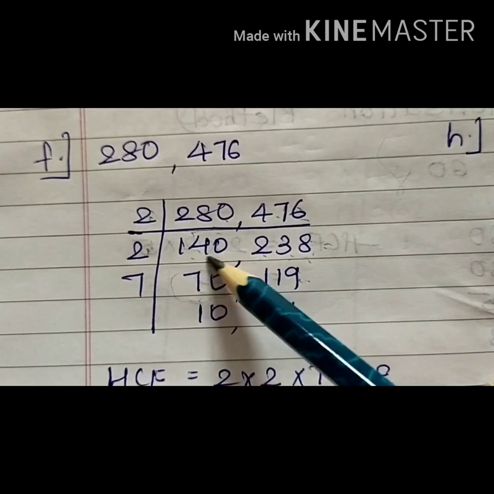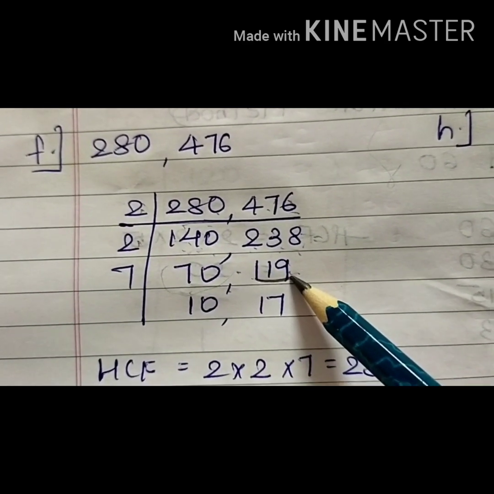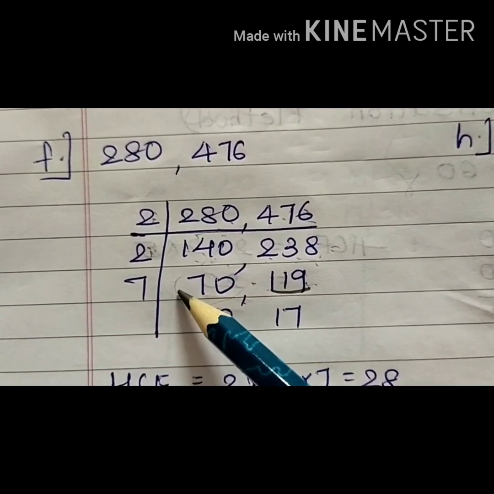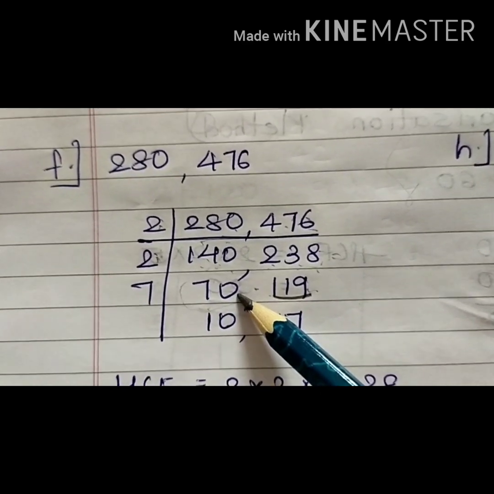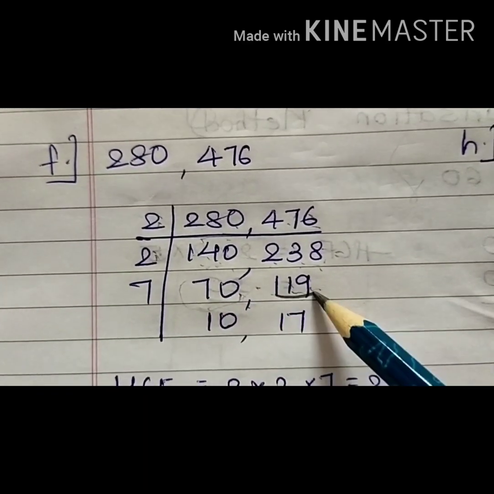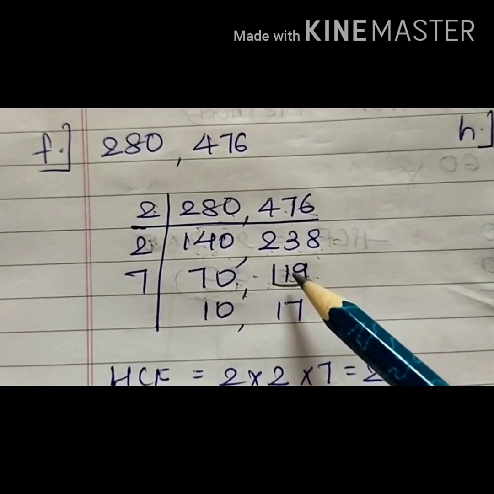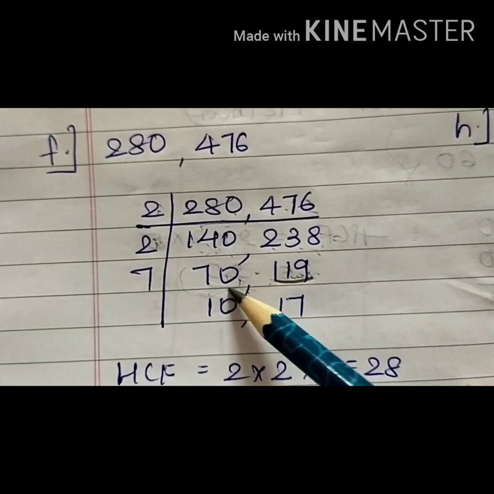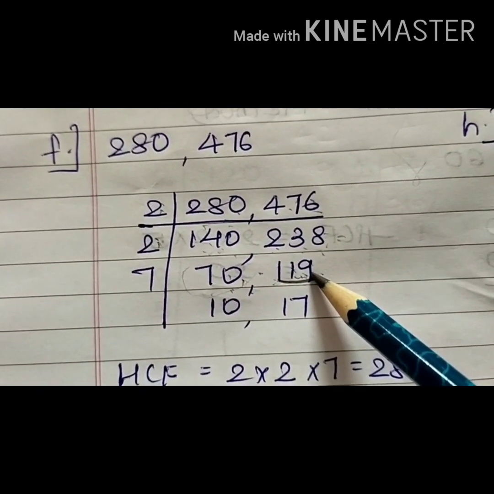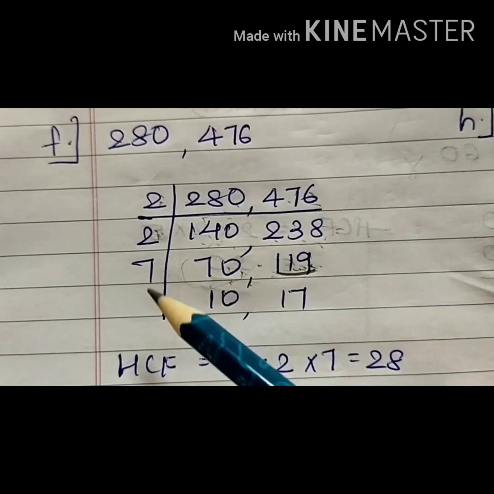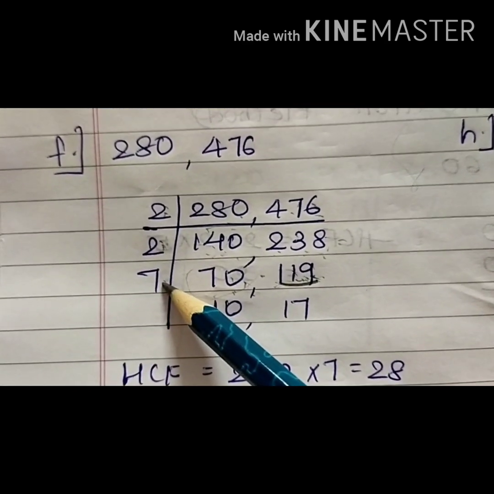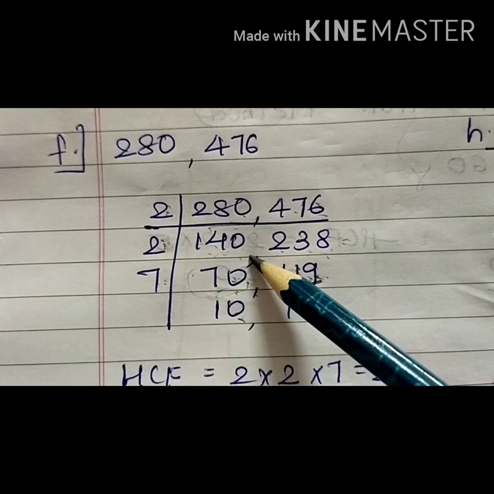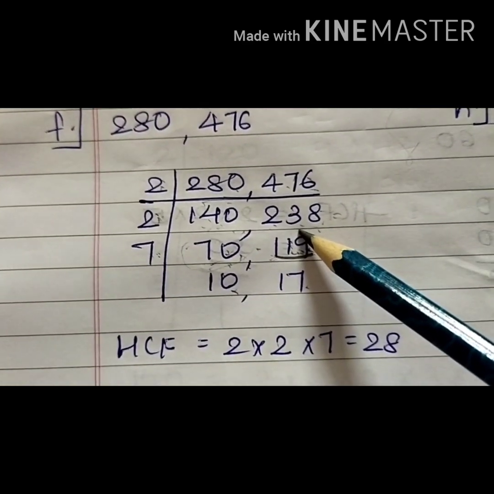Now 70 is an even number but 119 is an odd number, so I will not take 2 this time. Just check if it is divisible by 3. No, it is not divisible by 3 because when I sum up I do not get the sum that is divisible by 3. Then comes 5. 5 is not possible because the last digit of this is not 0 or 5. Then I move to 7. If I check for 7, yes, I get that both of my numbers are divisible by 7. So 7 10s are 70 and 7 17s will give me 119.